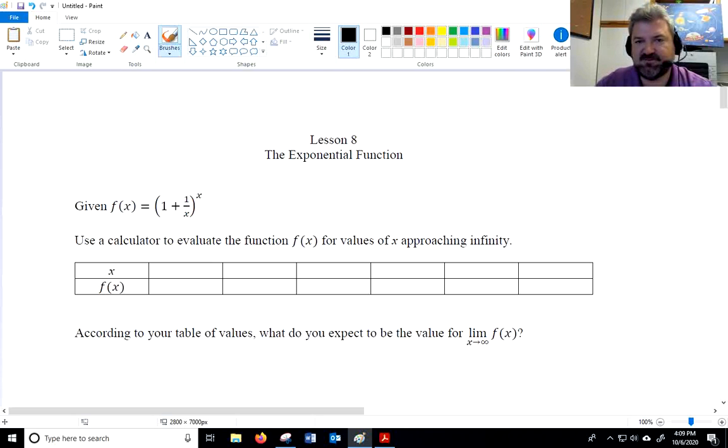Hi, welcome to Lesson 8 in Unit 3 in our course on AP Calculus. Unit 3 is all about differentiation rules. And now it's time for us to learn about the exponential function.